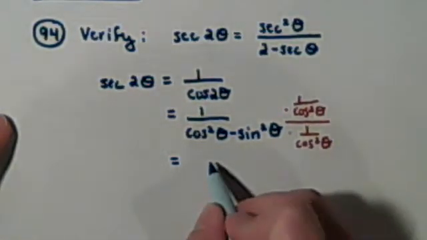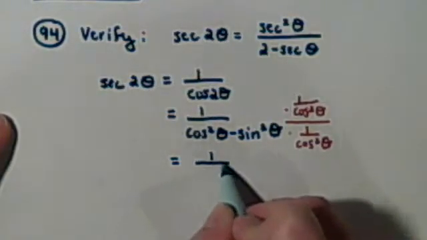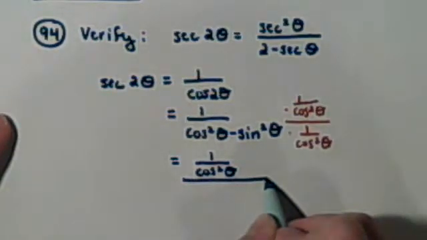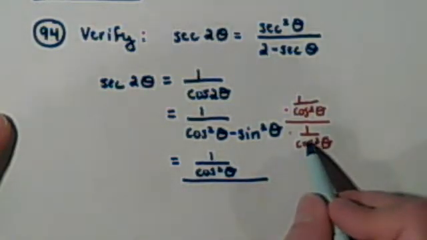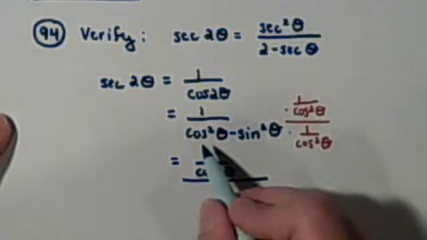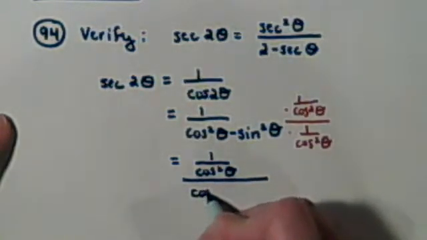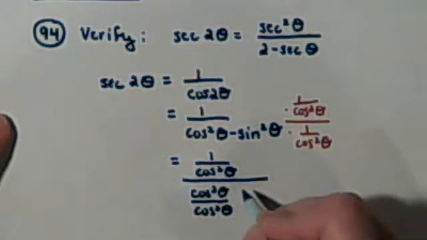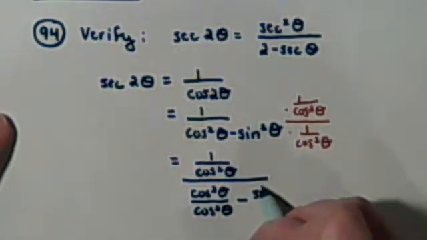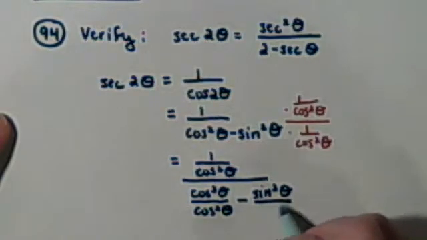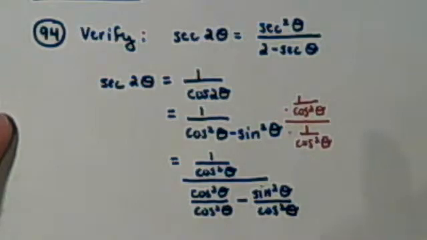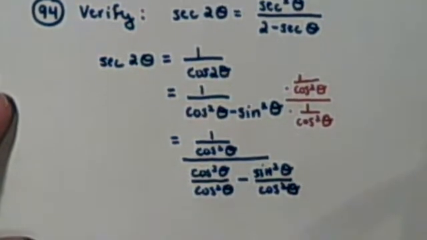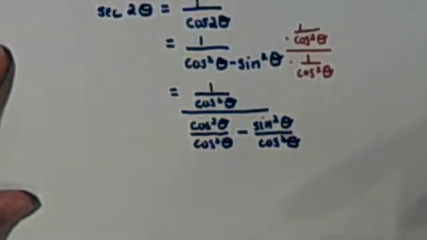So on the top now, I'm going to end up with 1 over cosine squared theta, and in the denominator, if I distribute the 1 over cosine squared theta, I'm going to have cosine squared theta over cosine squared theta minus sine squared theta over cosine squared theta. So I'm actually making this a little bit larger to get to my end result.